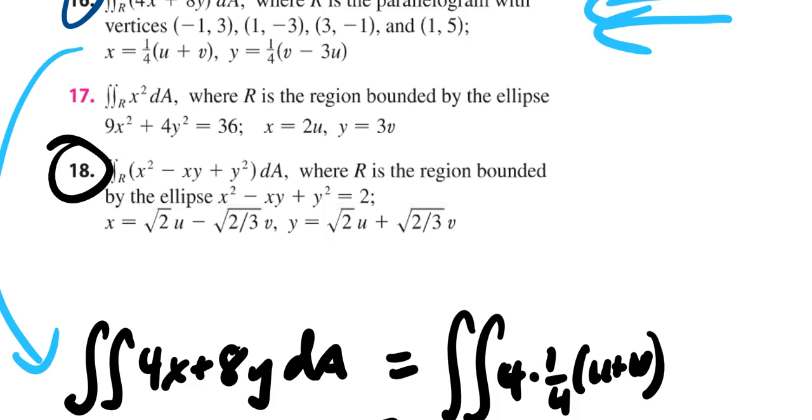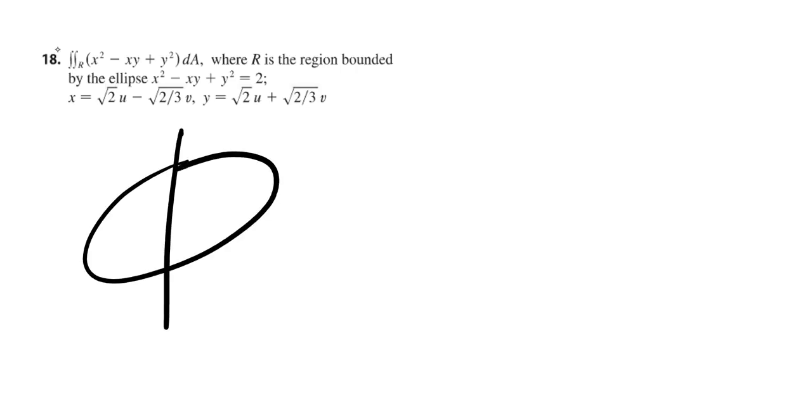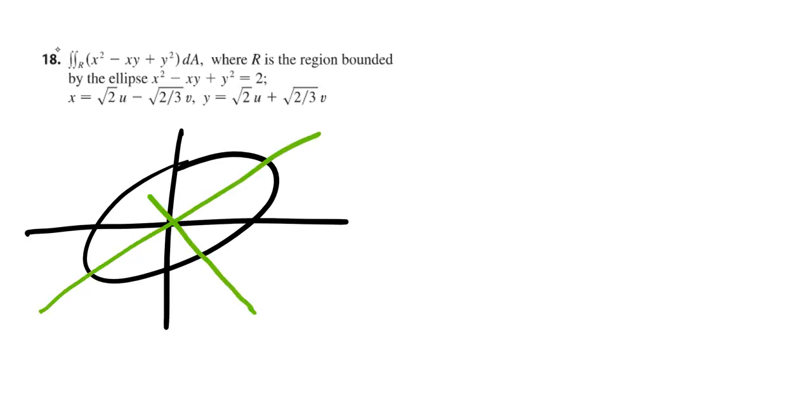Let's try number 18 next. In number 18, what we have is a sideways ellipse. It looks something like this. The reason I know it's a sideways ellipse is because it has the x squared plus the y squared, and then in here there's an xy term. If ever that's the case, it's a sideways ellipse, which means that its major and minor axes are not parallel to the x and y axes.